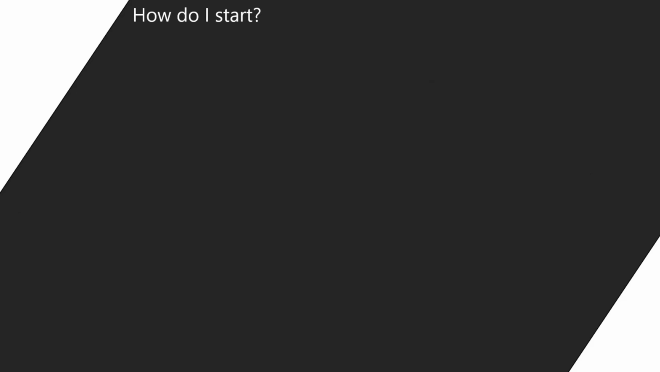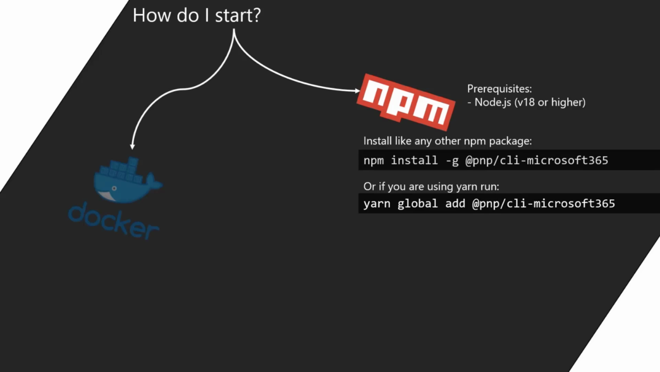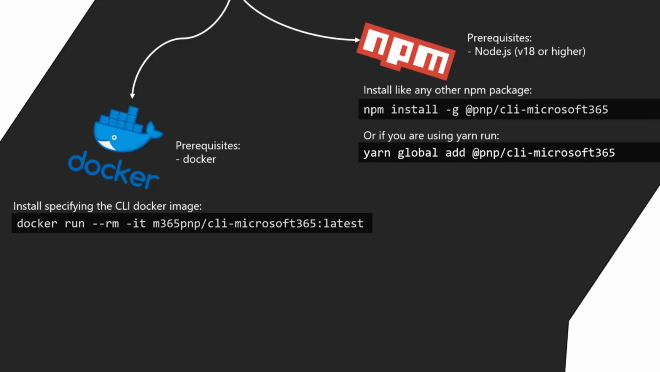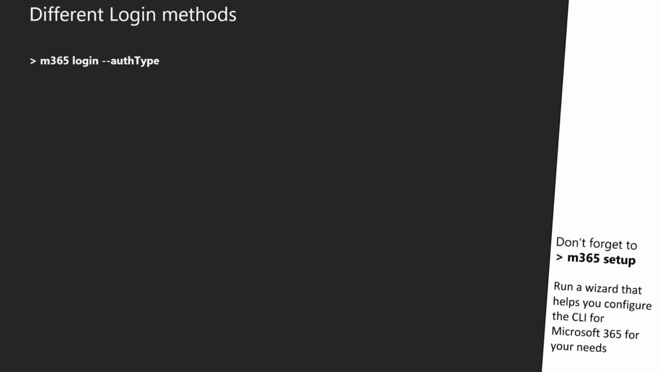And if you would like to try, this is an npm package. The CLI is this npm package, so you can run the standard npm install command to get it. Or we also expose it through Docker, so you can use the Docker run command to get the latest CLI for Microsoft 365 image. And the first thing you will want to do is login, but be advised that we have a 365 setup command. It's a huge tip that will make the CLI your own with just answering a few questions.